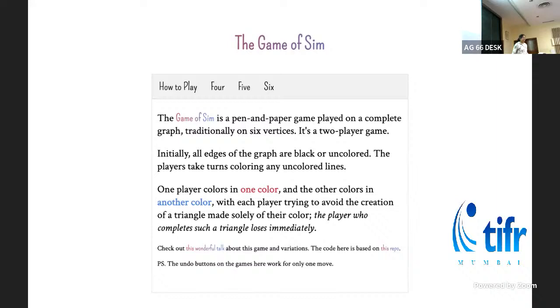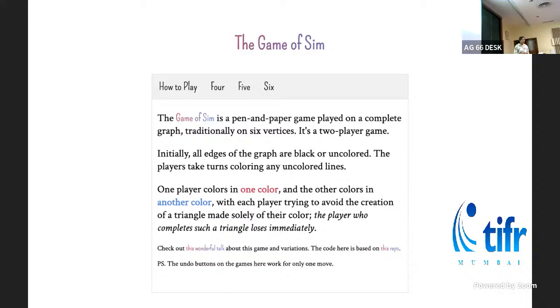So I'm going to start off with the game of Sim. This is a game that we play on graphs, and just to clarify, the kind of graphs that we will be talking about throughout are graphs as in entities and relationships, and not graphs as in plots, things like that. So the game of Sim is played on what we call a complete graph, which is a collection of vertices with all possible edges between them. And there are two players in this game.